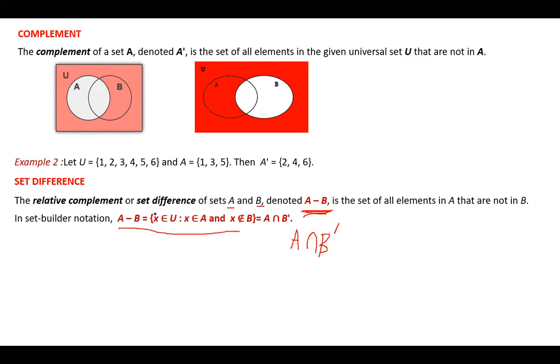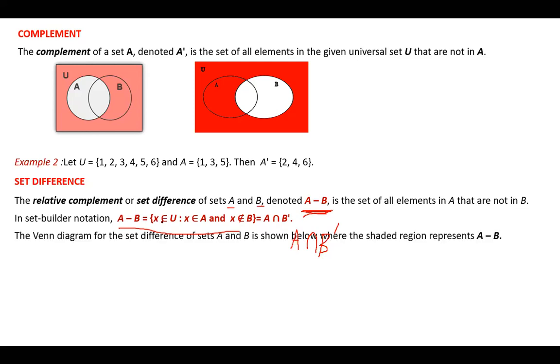It says A minus B is just equal to {x : x is a member of the universal set, x is a member of A, and x is not a member of B}. So in other words, it's just A intersection B complement. Okay.